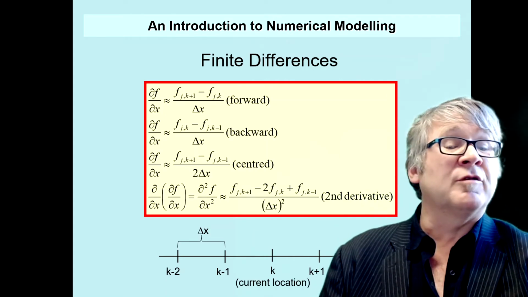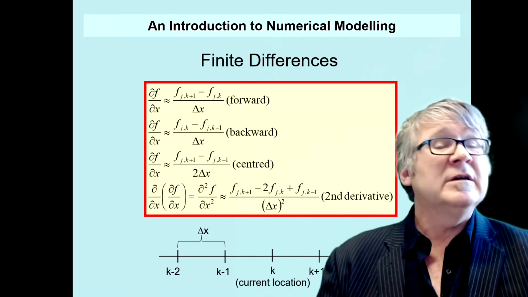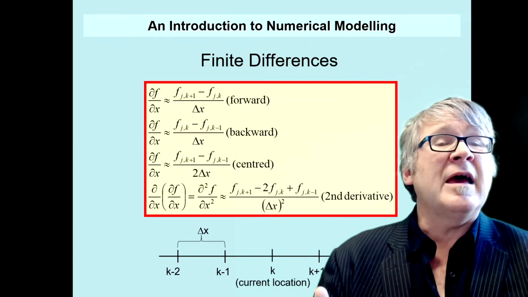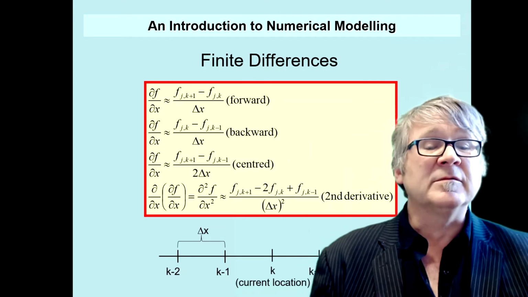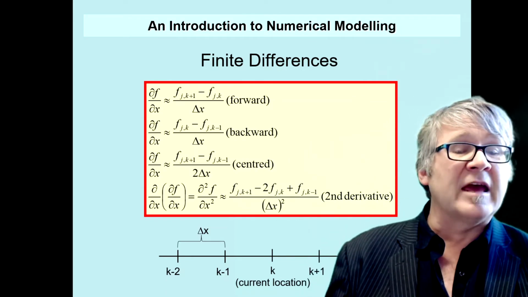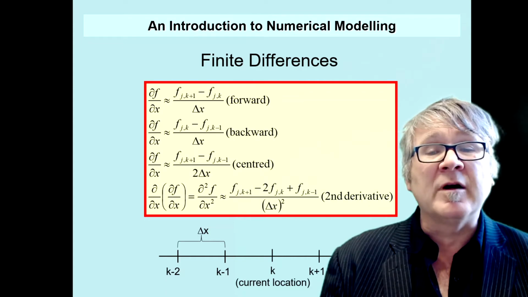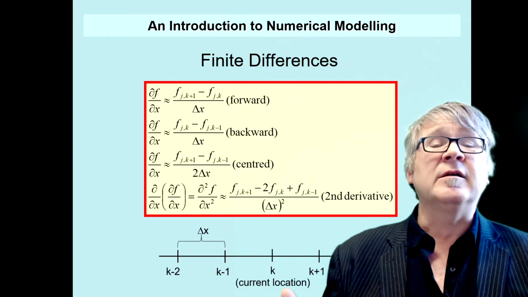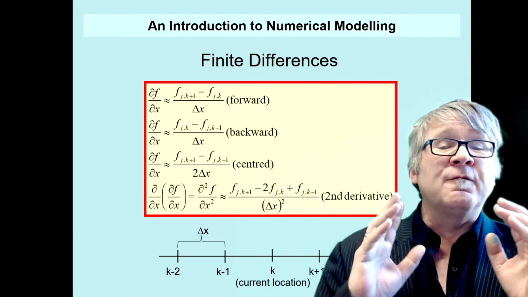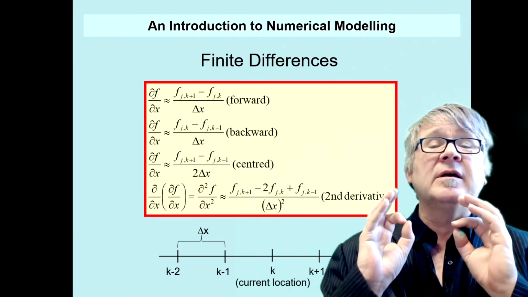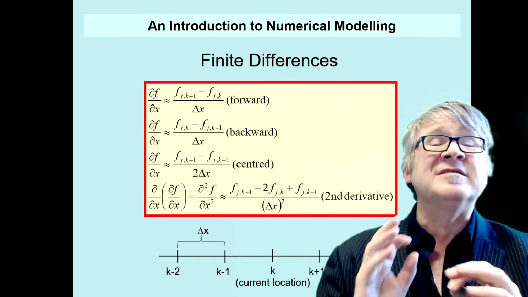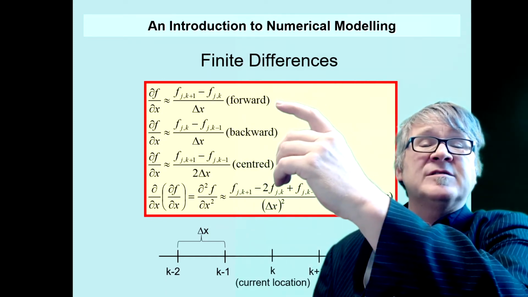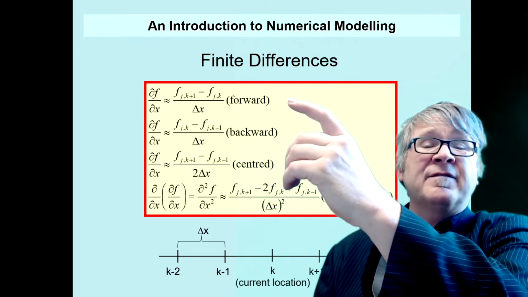Here we have, for example, the current location is always called k. So this is in the x direction, we call it k. And then we can have a location to the right, a grid cell to the right, which is called k plus 1. Or we can have one to the left, k minus 1. So you can formulate the forward, backward, and center differences as written here. You can say f k plus 1 minus f k.